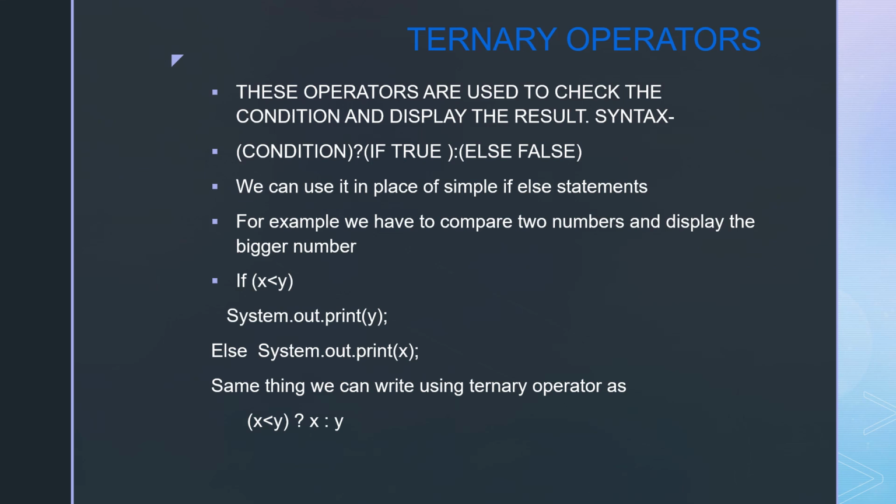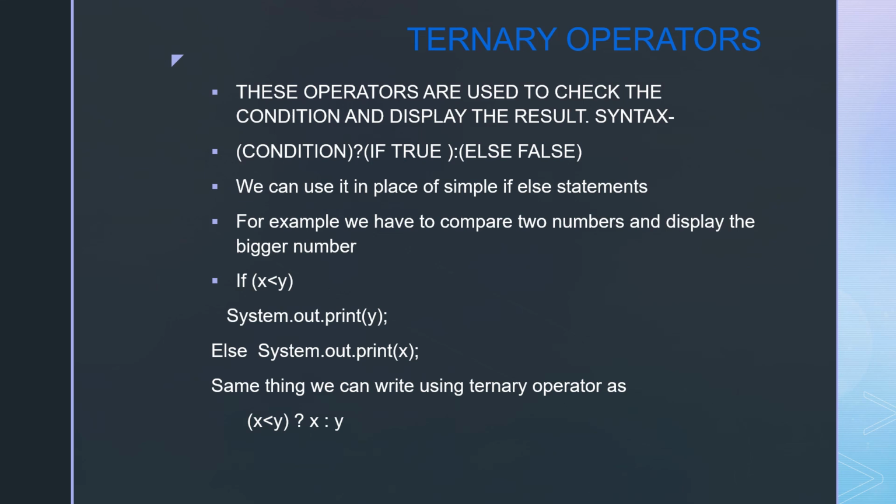Last one is the ternary operator. These operators are used to check the condition and display the result. For example, the syntax is first we give the condition, then a question mark, then we write what if the statement is true, and then we put a colon sign, and then we write what if the given condition is false. We can use it in place of simple if-else statements.